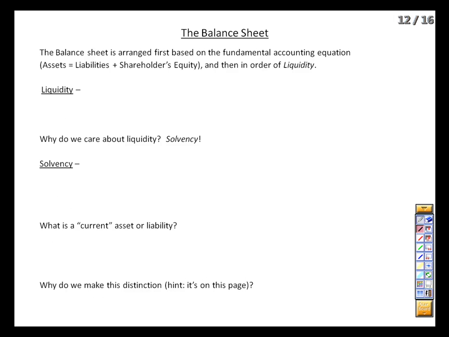Let's take a deeper look at a couple of the financial statements, beginning with the balance sheet. Of course, we know that the balance sheet maintains our fundamental accounting equation, assets equals liabilities plus owner's equity. But within that framework, there is additional classification. Looking at the asset side, the assets are listed in order of liquidity. What's liquidity? It's the speed with which an asset can be converted into cash. And why do we care about liquidity? Solvency, which is our ability to pay bills as they come due.